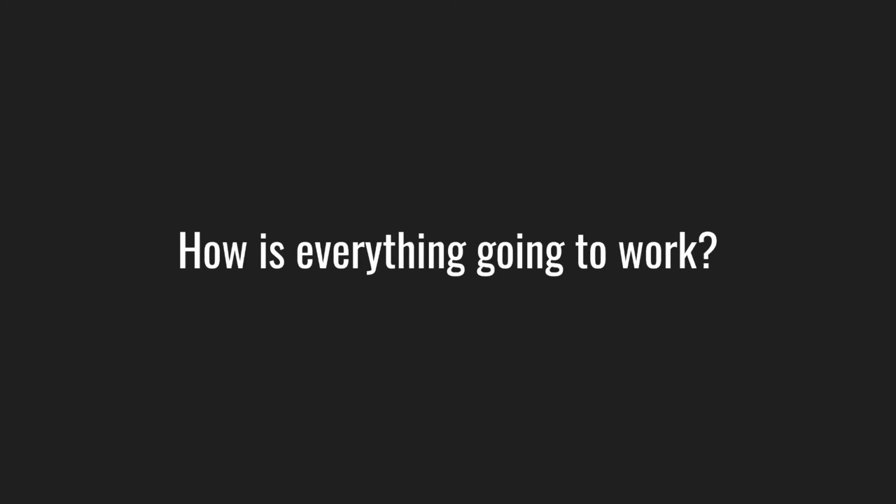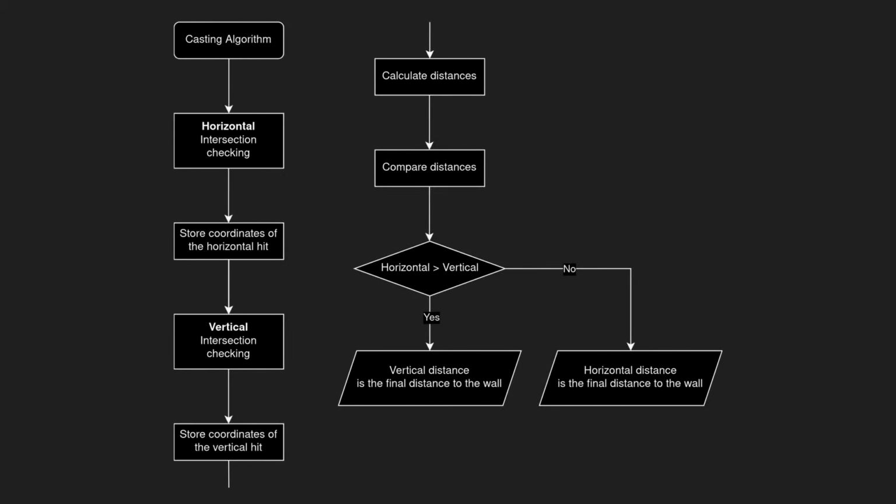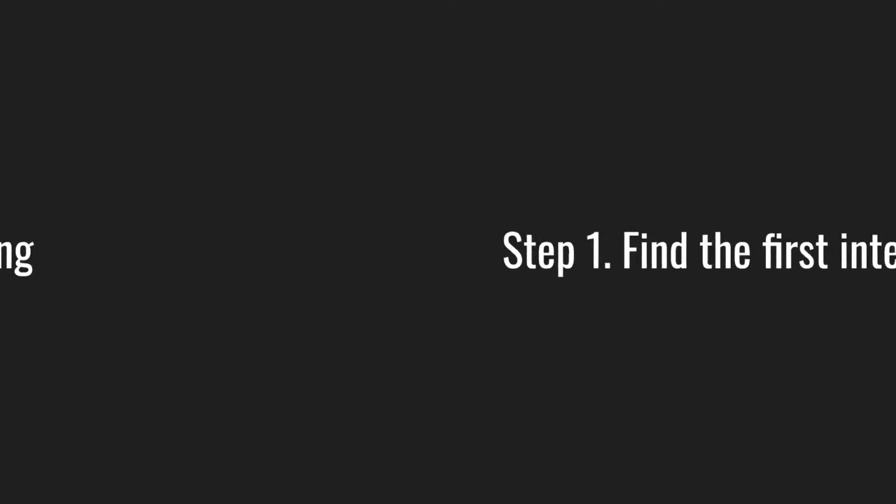Now that we found the formulas to calculate certain points that are used to find horizontal and vertical intersections, we need to understand how everything is going to work, step by step. Remember the diagram I showed you? When the player casts a ray, the first thing we need to do is check for horizontal collisions. So let's review how we find horizontal walls.